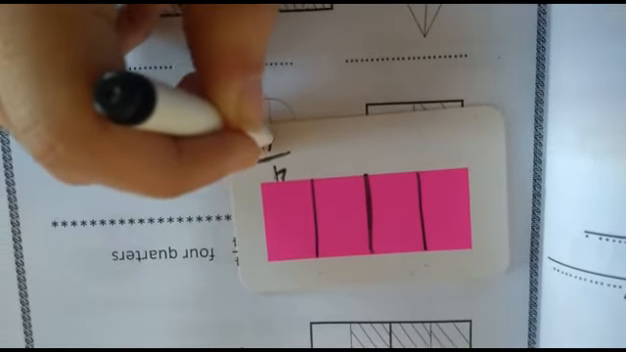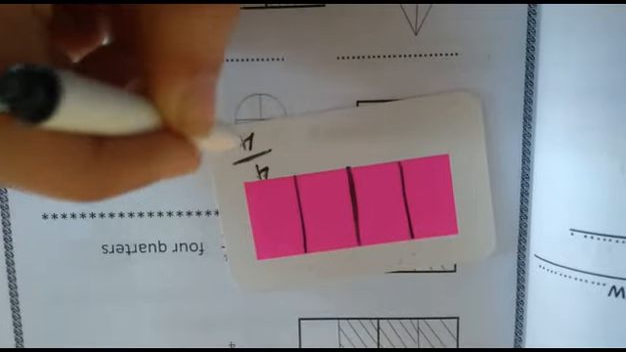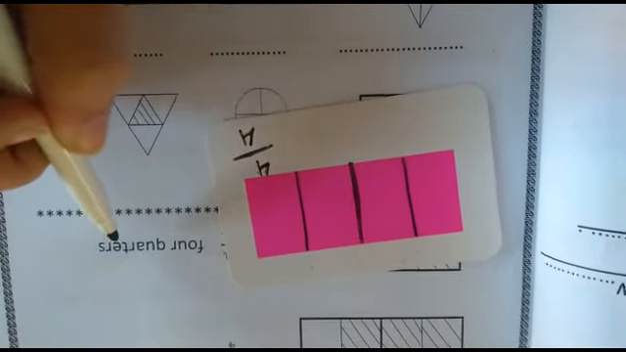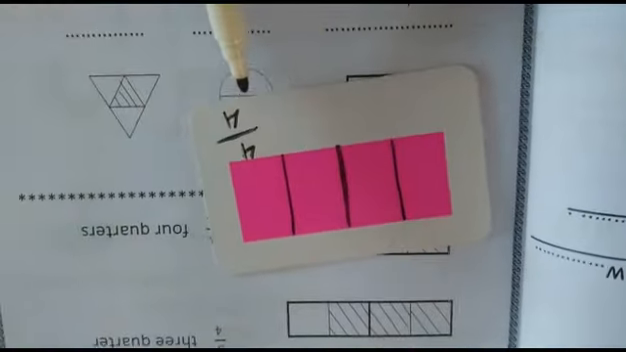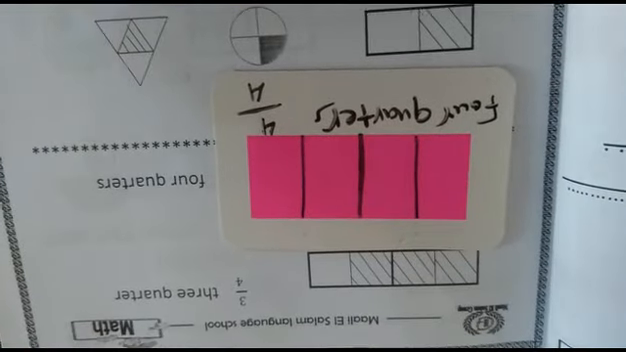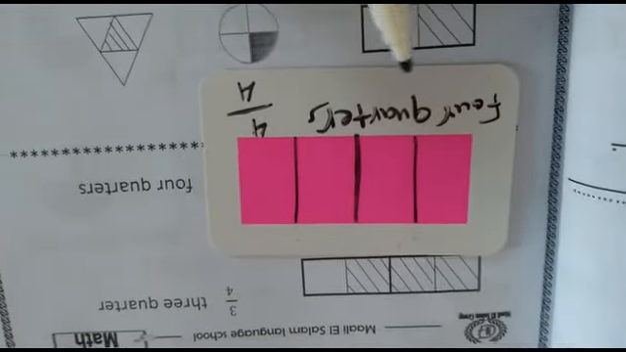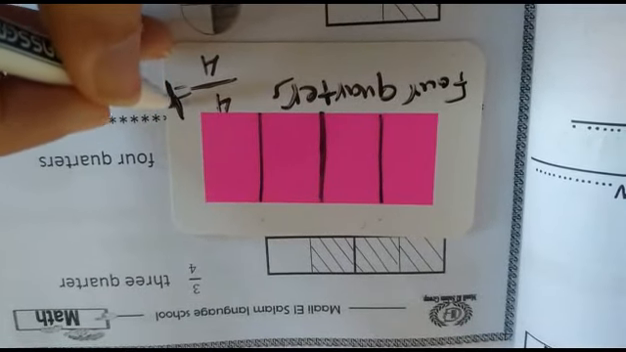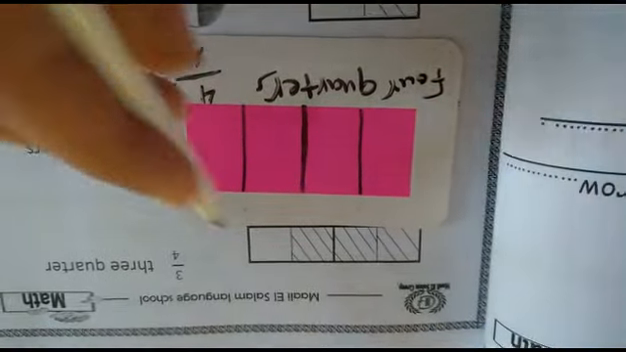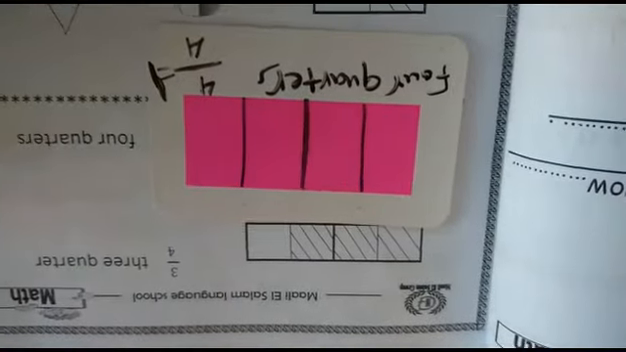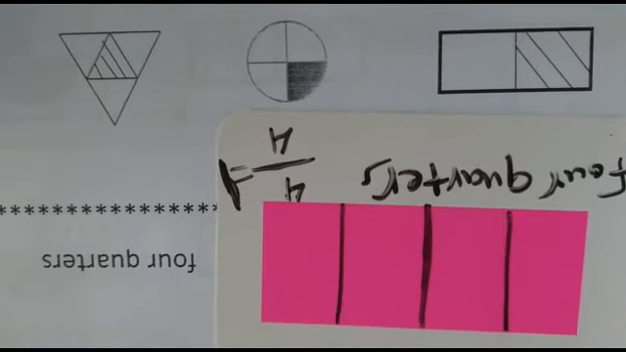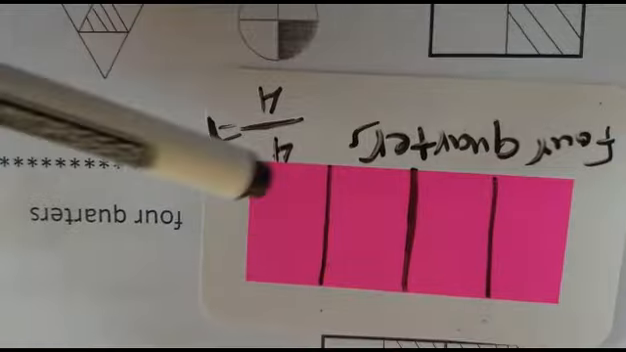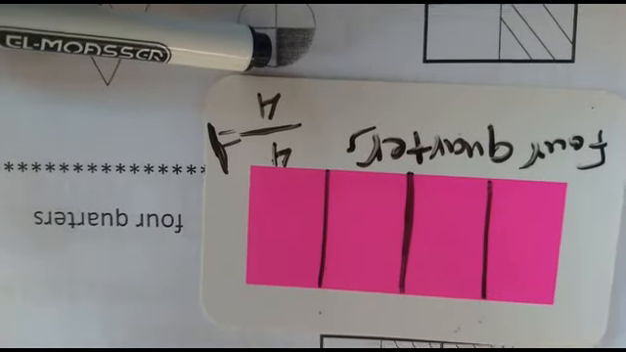4, 4. So if I want to read this fraction, 4 quarters. 4 what? 4 quarters. Okay? And 4 quarters, junior 1, equal what? Equal 1. Equal what? Equal 1 whole rectangle. 4 quarters equal what? 1 whole rectangle.